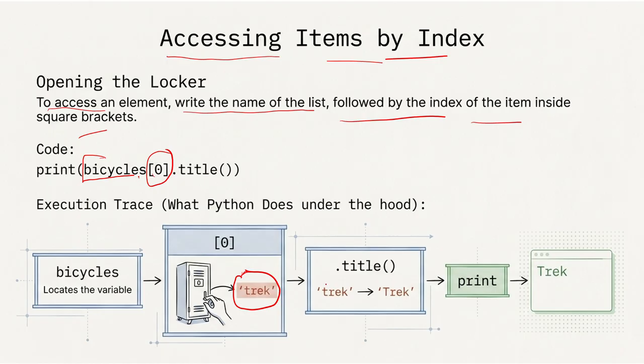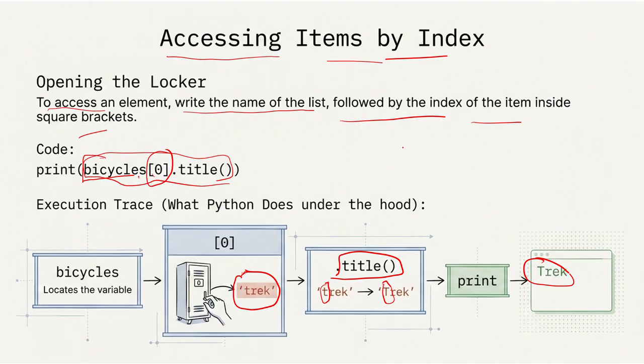So what title does is capitalize the first letter of the word. This small t will change to capital T. This is the purpose of the method dot title. Once we are done with all this piece, all of it gets wrapped into one print statement, which will print this track on the console.